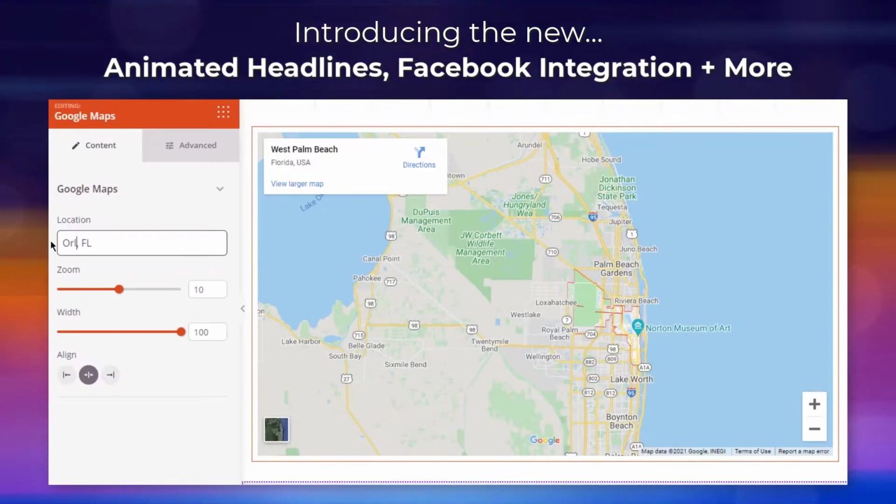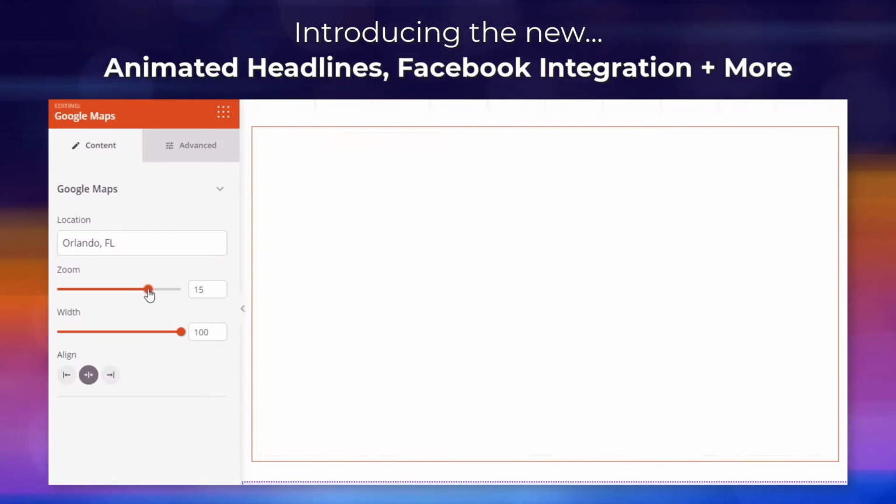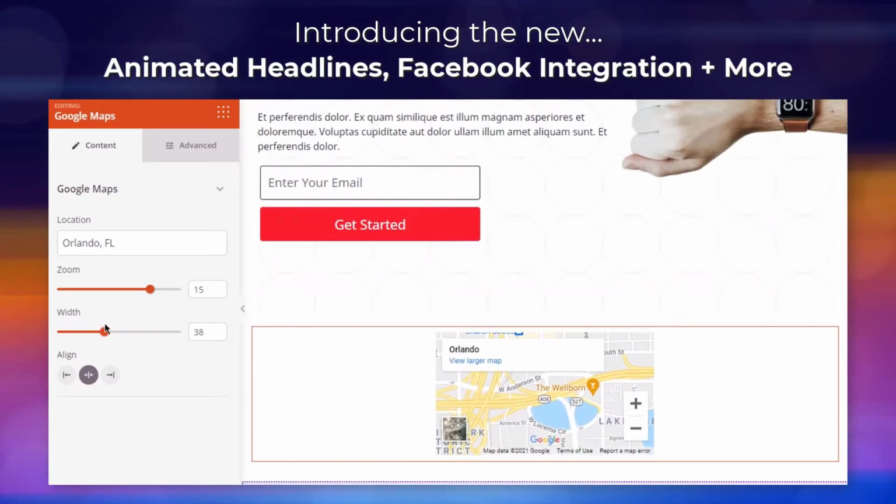If you want to put your business on the map, now you can with our new Google Maps block for SeedProd. There's no coding necessary. Just drag and drop the Google Maps widget onto any landing page. From there, just type in your location to show it right on your landing page. You can even choose how far your map is zoomed in or out.